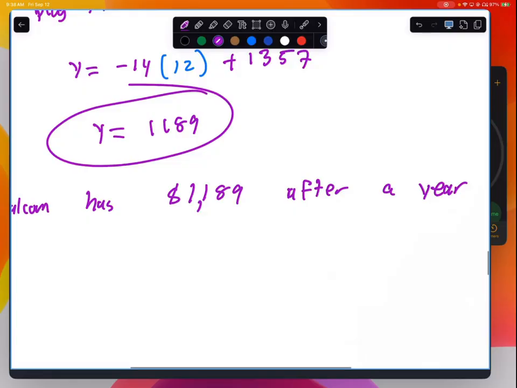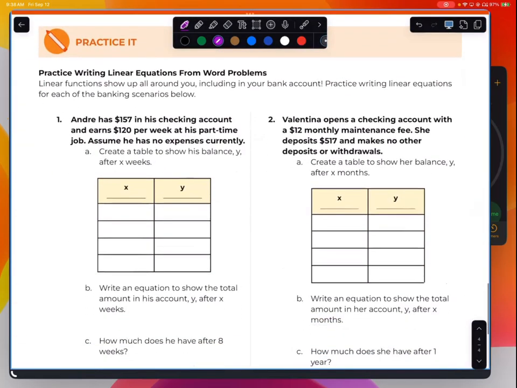Yeah. Sorry, let me put $2. There we go. All right. I want you to practice it. And that's what we're doing for the remainder of class.